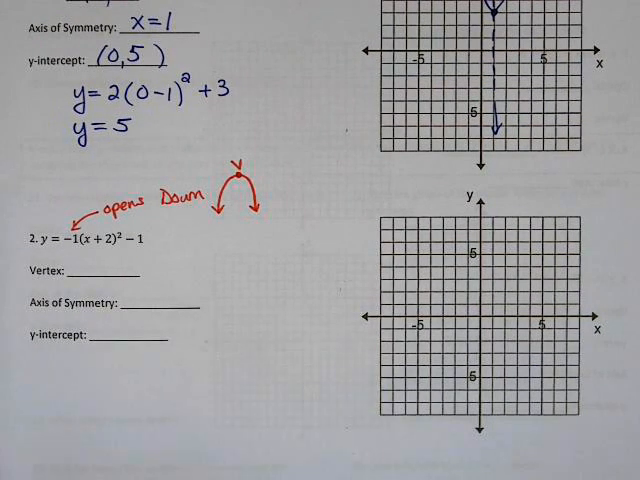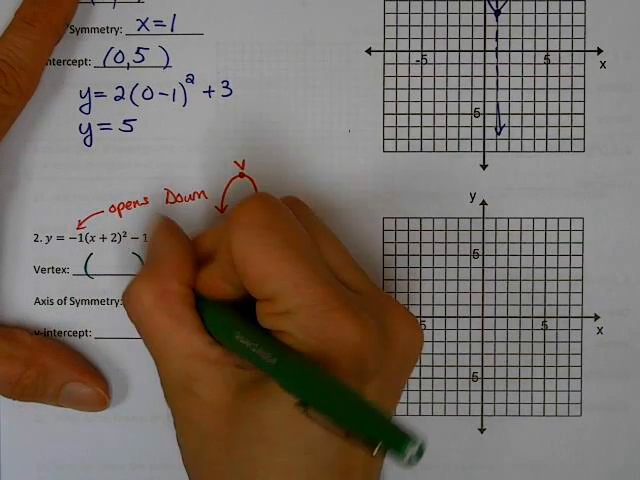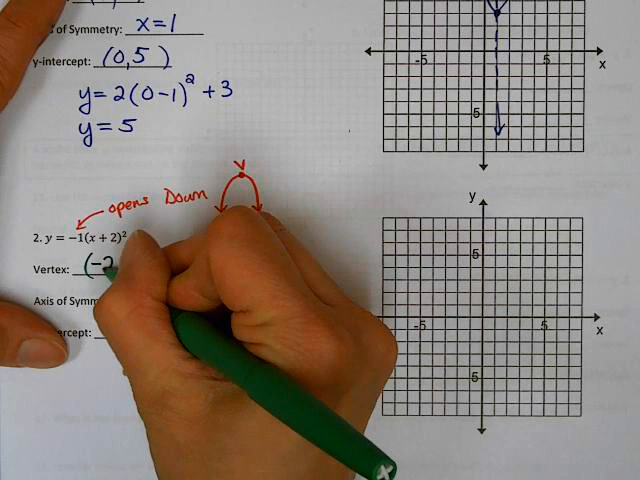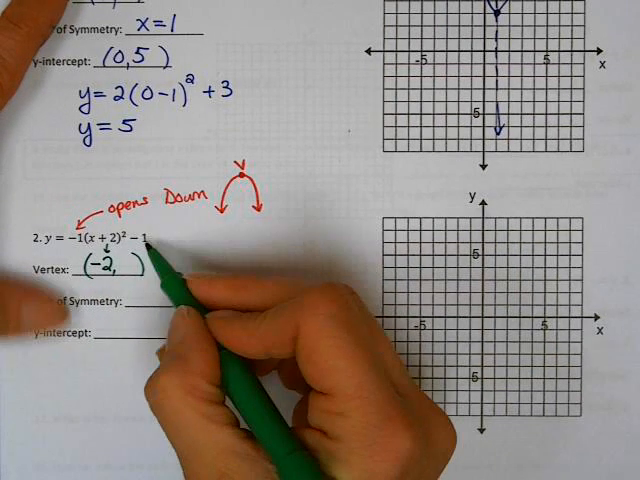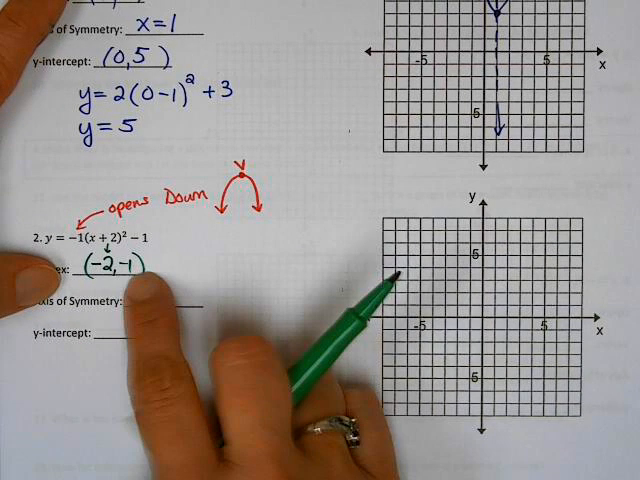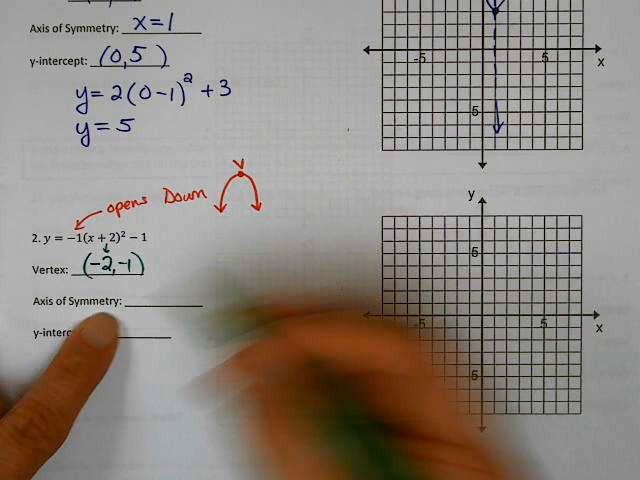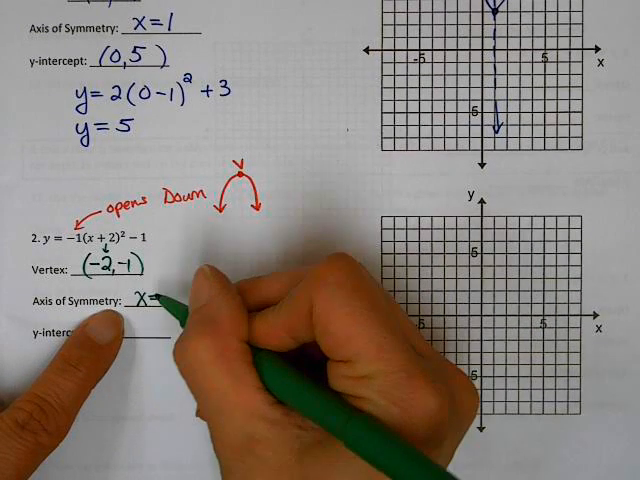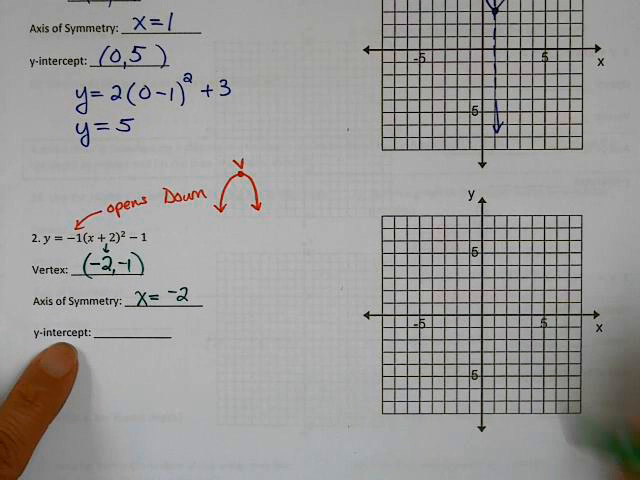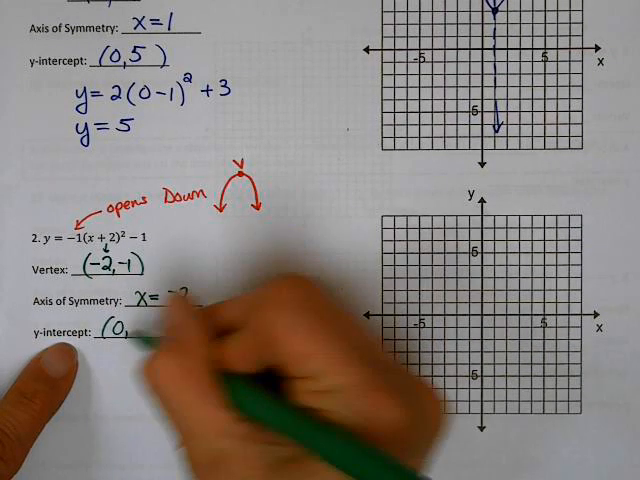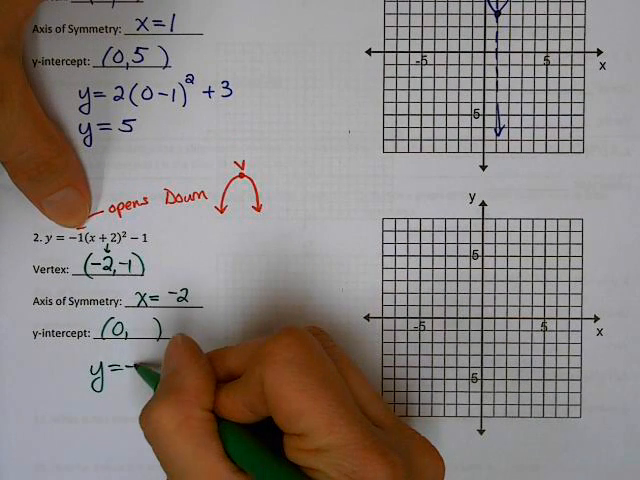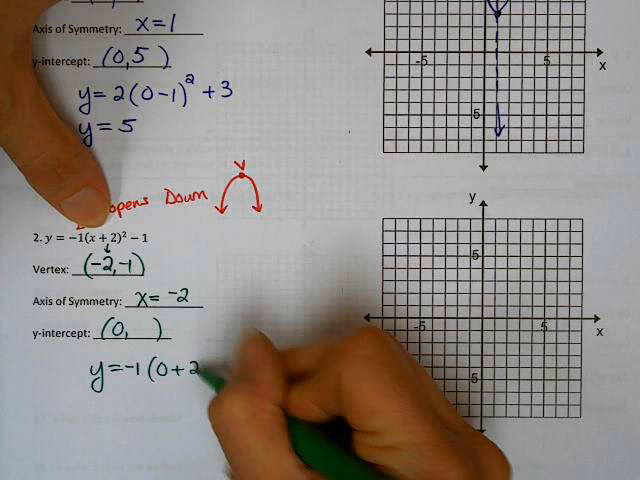Okay, vertex. I have to get 2 numbers. This says +2, so the vertex must be at -2. That's the change. And then if it says -1, it's at -1. We change and we keep. Okay, axis of symmetry: x equals that number, -2 right there. And to find the y-intercept, we're going to have to do some work. We're going to plug 0 in, and we're going to get the number. So y equals, let's work with this equation. I'm going to plug 0 into the x spot.